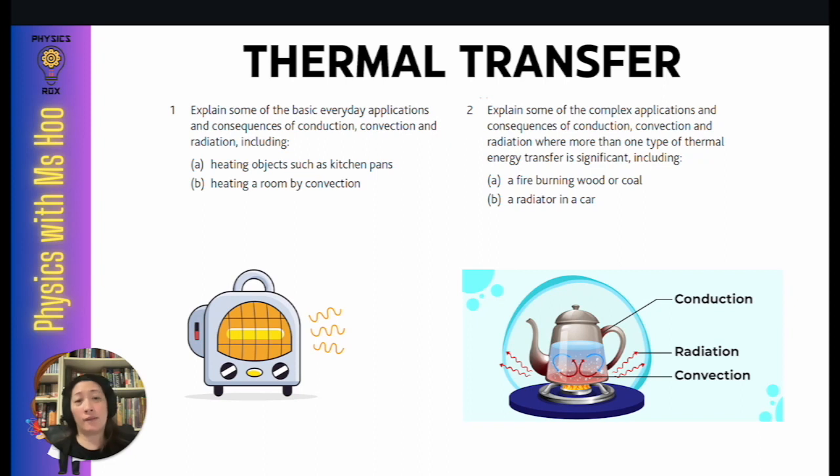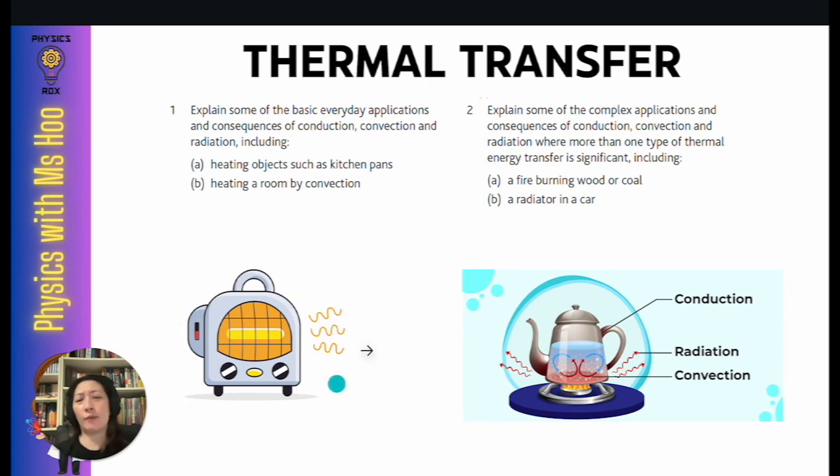And you need to be able to identify what kind of thermal transfer takes place, whether conduction, convection, or radiation. So you need to explain some of the basic everyday applications and consequences of conduction, convection, and radiation, including heating objects such as kitchen pans and heating a room by convection. So for example, you need to explain how a kitchen pan is able to get hot through conduction, where the heat source heats up the atoms, which then transfer energy through conduction. Or if it's a metal pan, then of course the free or delocalized electrons would then help with the thermal conduction. And also you need to be able to describe how a room can be heated by convection.